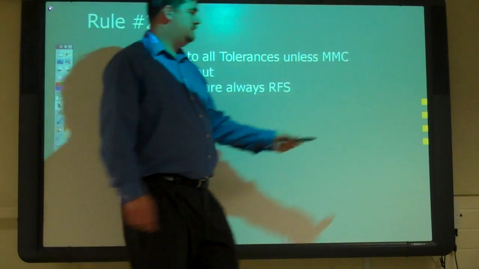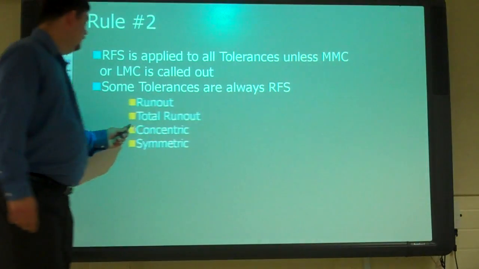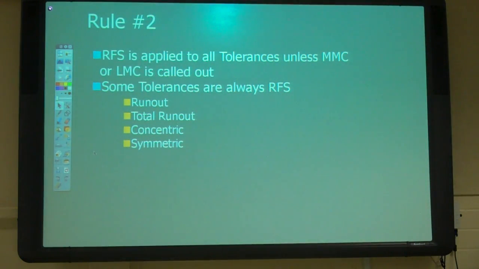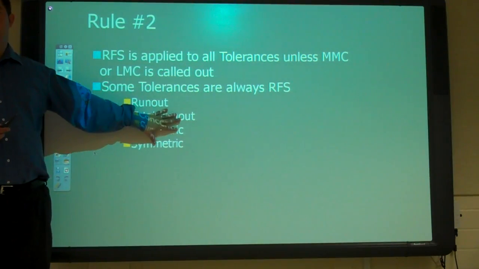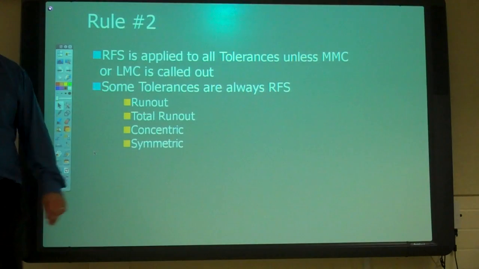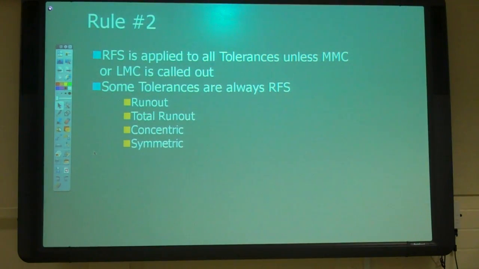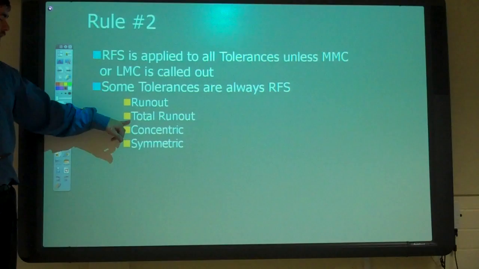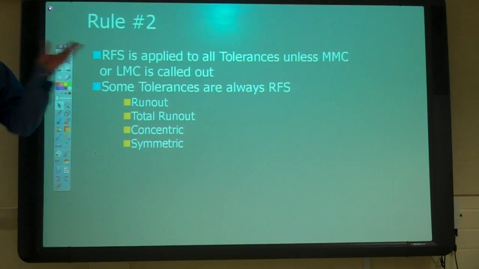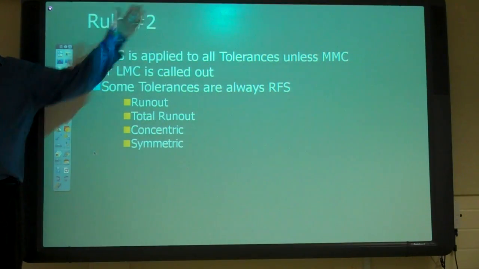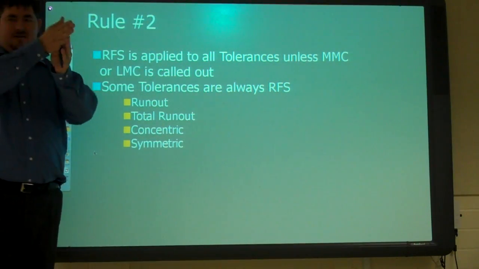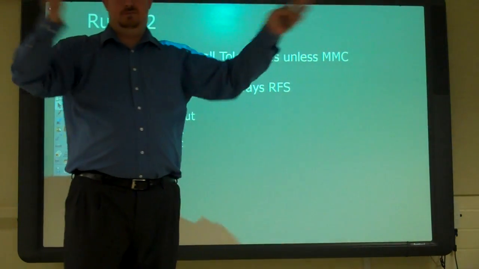And some are always RFS, like runout, total runout, concentricity, and symmetry. Doesn't matter what size the feature is, they're always the same. So you cannot put LMC or MMC on any of these. On runout, total runout, concentricity, and symmetry, it's going to be the same. With symmetry, we're talking about the whole part, the same from the center out, so it doesn't matter how big it is, it still has to be symmetric.